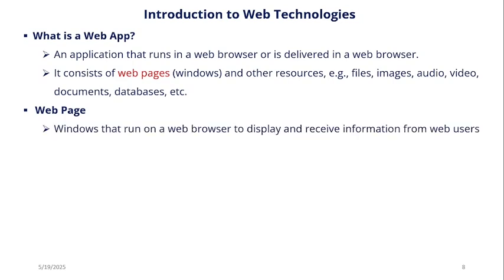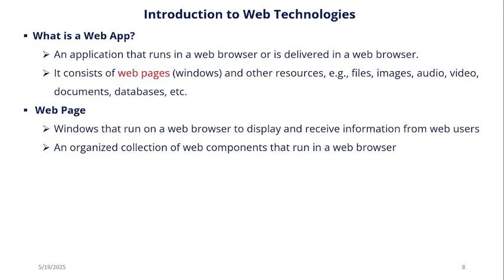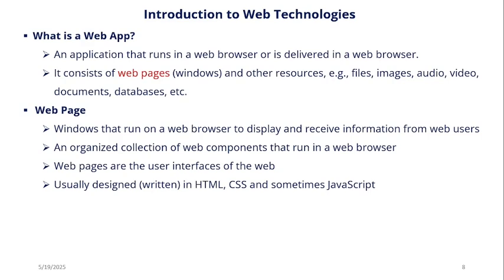So let's separate a web page. A web page is a window that runs on a web browser to display and receive information from web users. One single web page. An organized collection of web components that run in a web browser can also be called a web page. Web pages are the user interfaces of the web. Those things that you point and click, things that you can see, you can type in your name, like an online form, for instance. That page that shows you the online form, that page that shows you your Facebook items, the moment you log in, the notifications you have received and all that, that is a web page. They are usually designed and written in HTML, CSS, and sometimes JavaScript is used to make the pages dynamic.